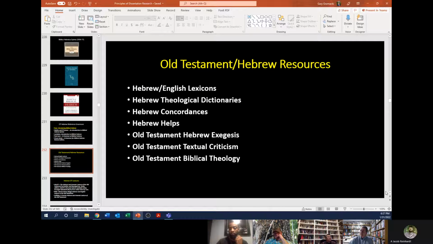Now, as we move into Hebrew English lexicons, Hebrew theological dictionaries, we get into word studies. Your lexicons and dictionaries and concordances are going to be helpful. I want to talk about Hebrew helps, as well as Old Testament Hebrew exegesis, textual criticism, and biblical theology. We're going to spend a whole day talking about biblical theology, historical theology, systematic theology. So I'm not going to spend too much time on that, but I thought at least I'd put it in this section here.